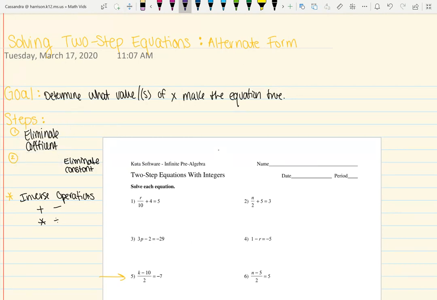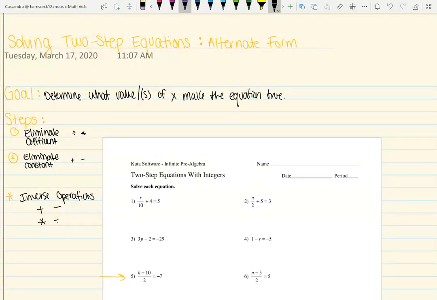So let's eliminate the coefficient first and then eliminate the constant, which means that to get rid of a coefficient, that's through division or multiplication. We'll do that first. And then to eliminate a constant, we will do addition or subtraction.